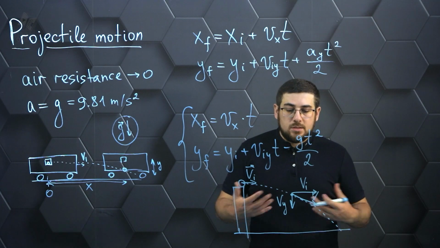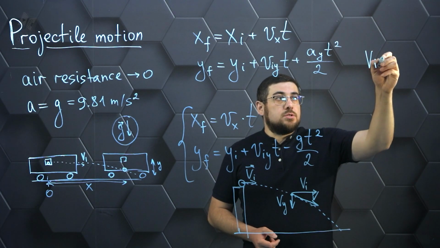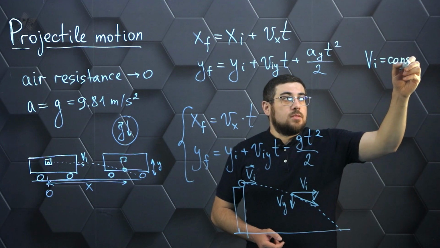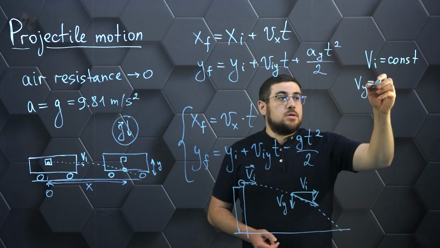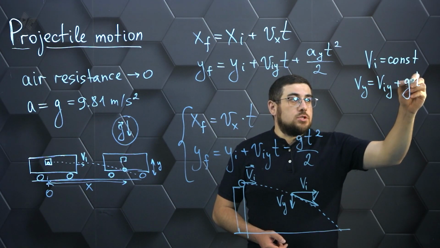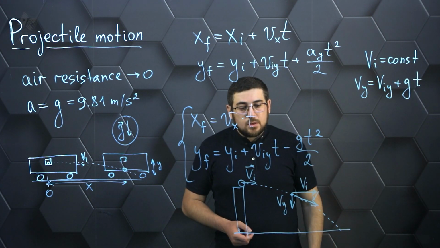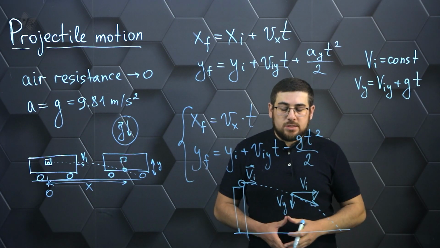We can also write the law of velocity. So we can say that the x-axis velocity is a constant, but the y-axis velocity is the initial y-axis velocity plus gt. And then we consider different situations depending on how the body was thrown.